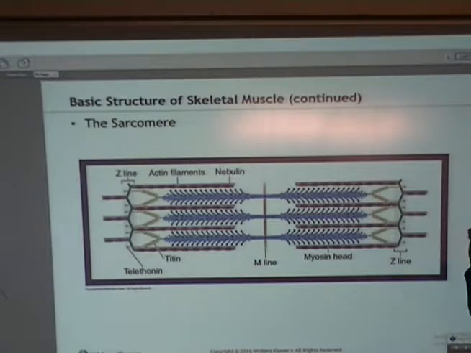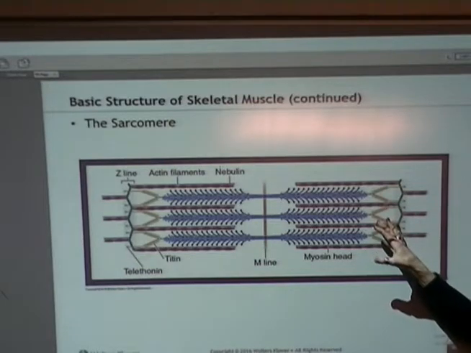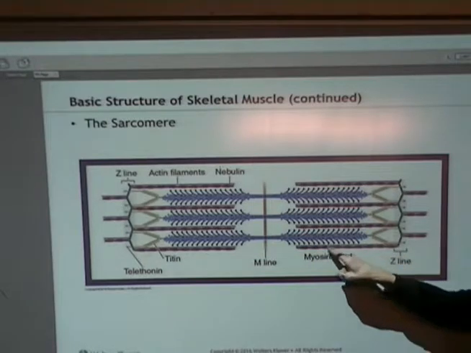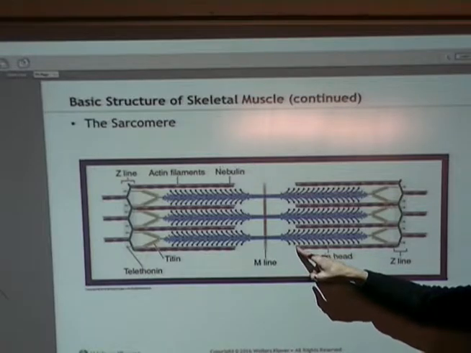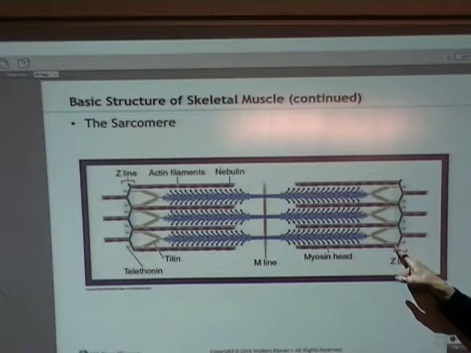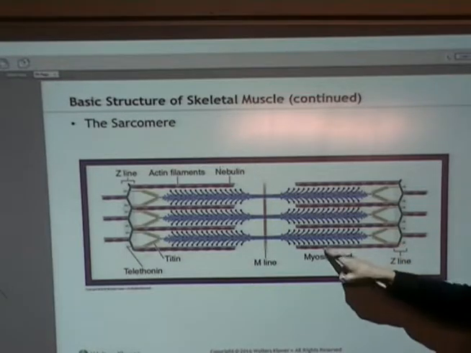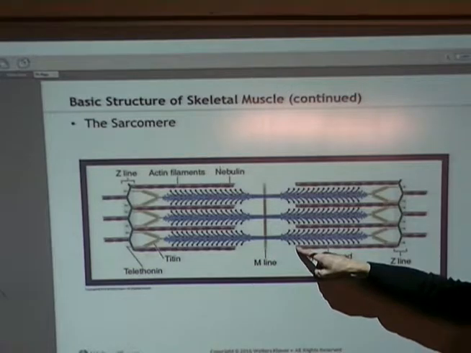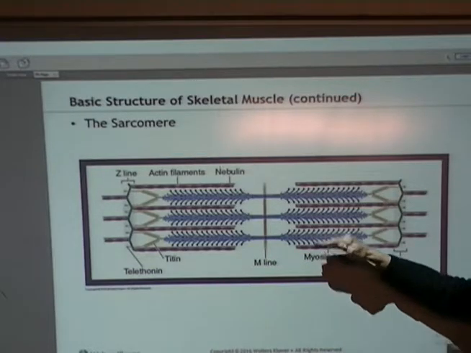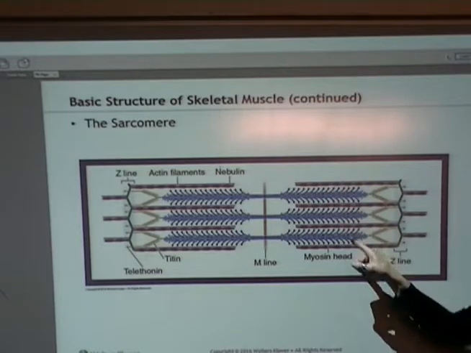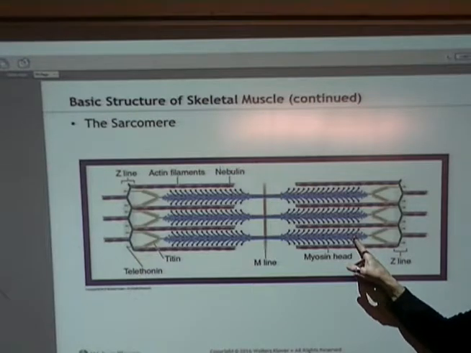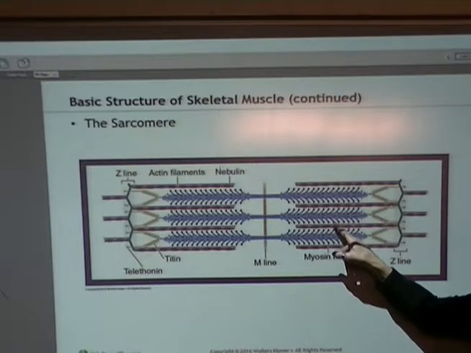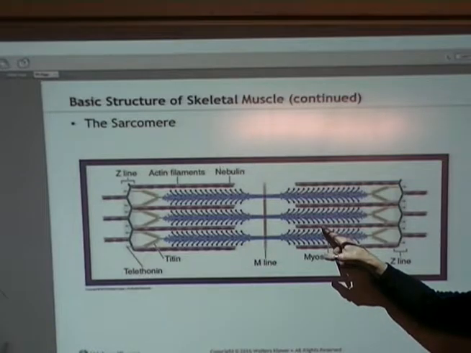So, keep the picture in your head, right? The red line is the actin protein. And one end of the actin protein attaches to the Z line. The other end sticks into the center of the sarcomere. In between the actin molecules, we have the big fat myosin protein molecule. And it has those little projections off of it, myosin heads.